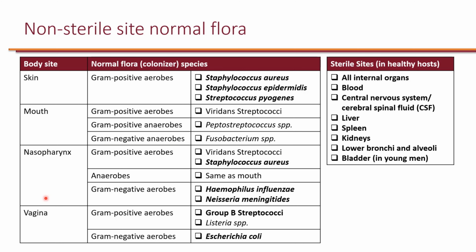Normal flora are absolutely essential for health. There are non-sterile sites in the human body where these flora reside. However, there are sterile sites that are not supposed to have any organisms in healthy hosts. In general, all internal organs are considered sterile, so they should not have any flora. For example, in blood, we don't anticipate to have any organisms.